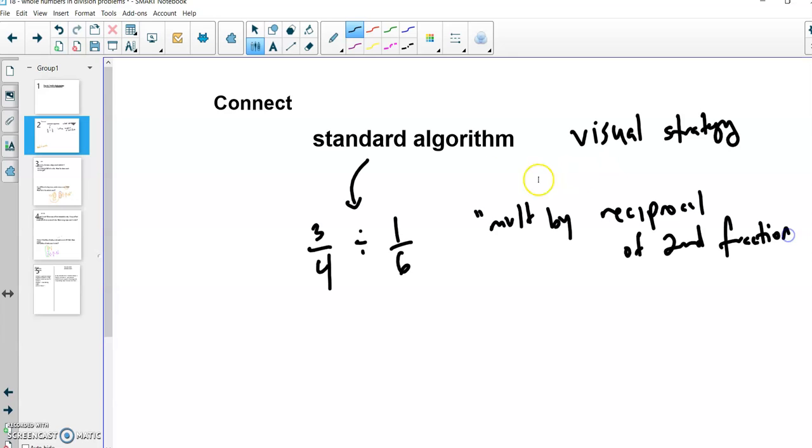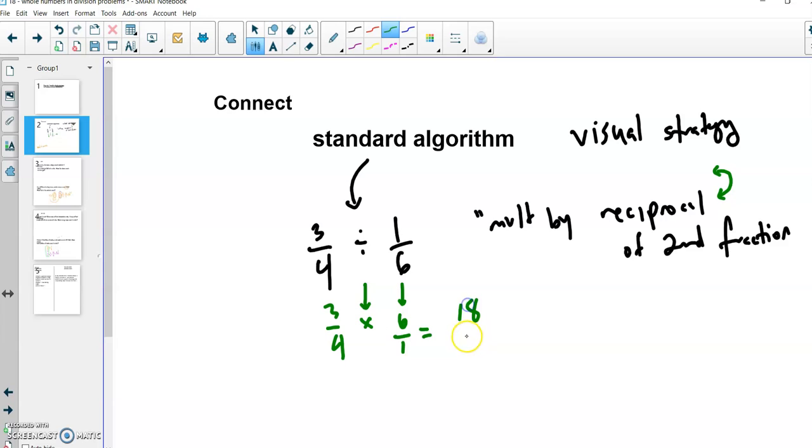And remember, this word reciprocal simply meant to sort of reverse the numerator and the denominator on a fraction. So if we're going to do 3/4 divided by 1/6, we're going to multiply by the reciprocal of the second fraction. That's what reciprocal means. And the first one stays the same. So instead of dividing 3/4 by 1/6, our algorithm is to multiply it by 6 wholes, which is just a quicker way to do it.